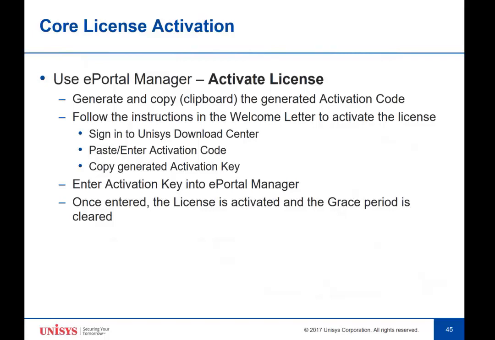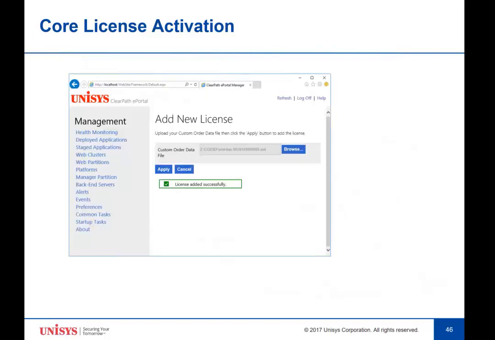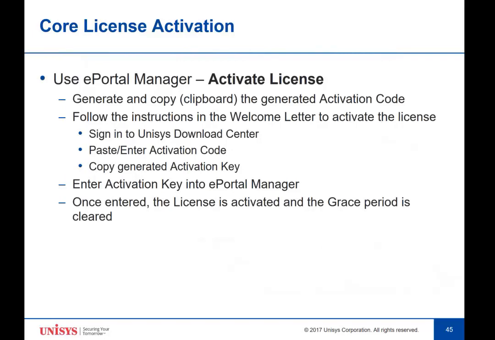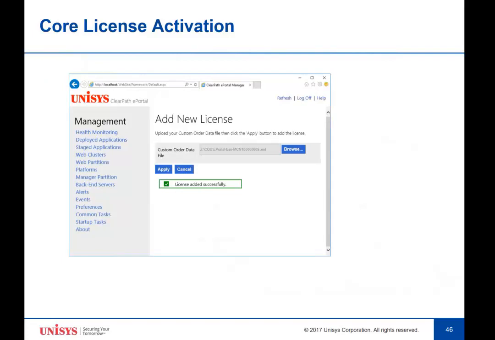The way you activate that is you sign on to the Unisys Download Center again and enter that activation code, and what it's going to return to you is an activation key that you copy from the Unisys Download Center site and enter into ePortal. At that point, that license is now activated and your grace period is cleared. The grace period for this is 60 days, I should mention. So you have 60 days to activate your license once you've installed it, and you're good to go.